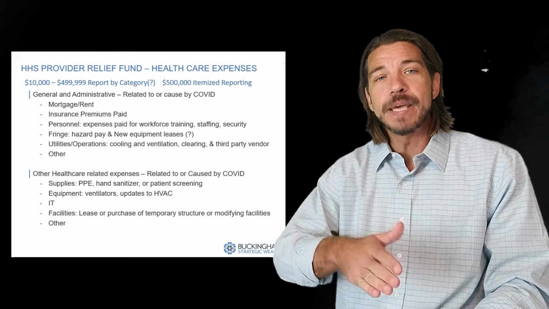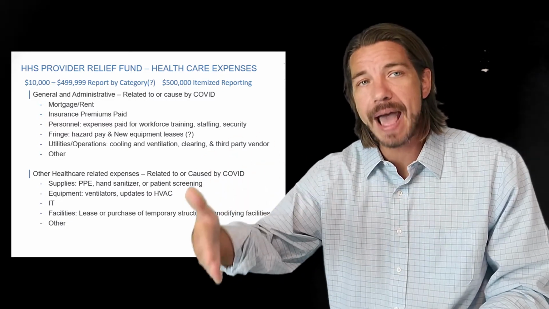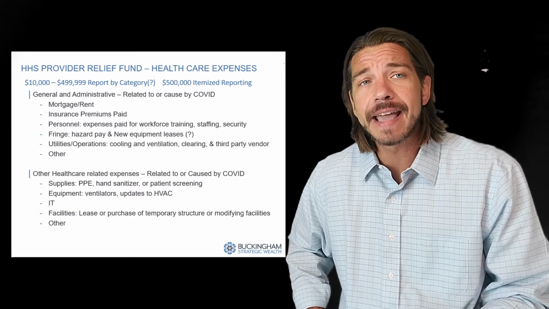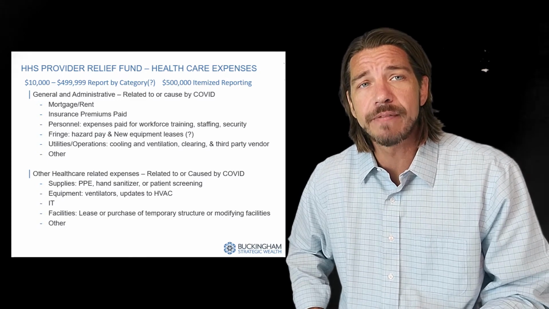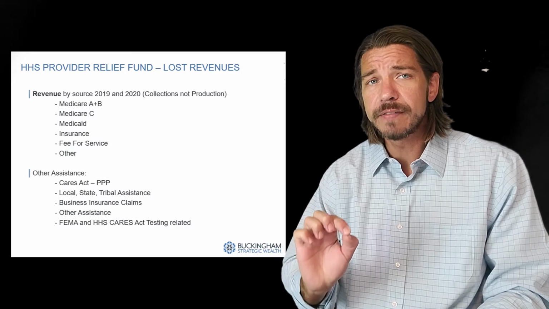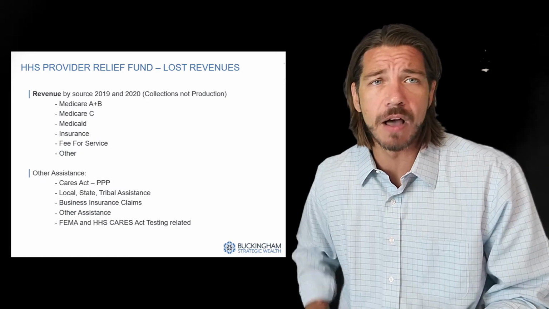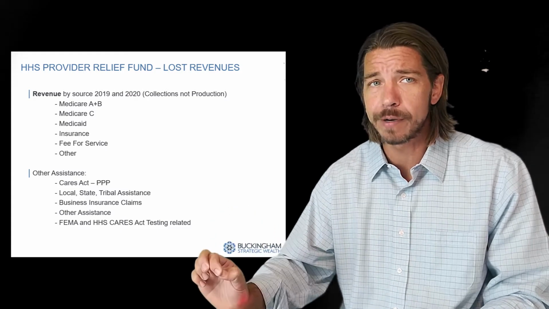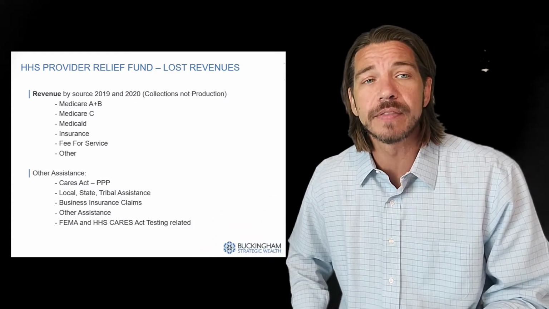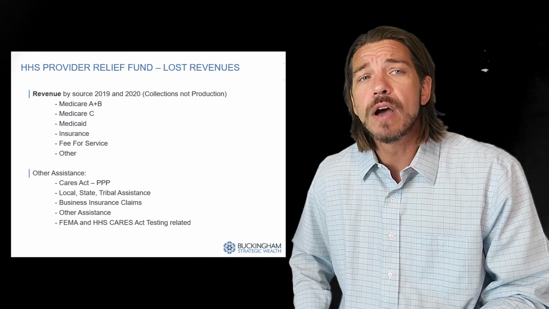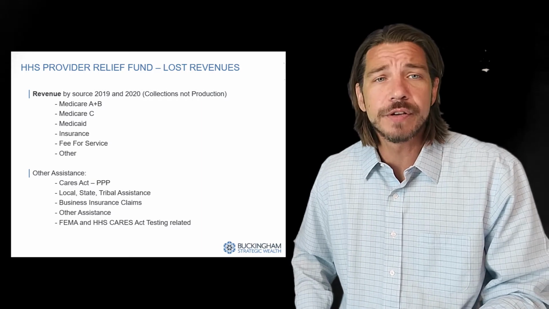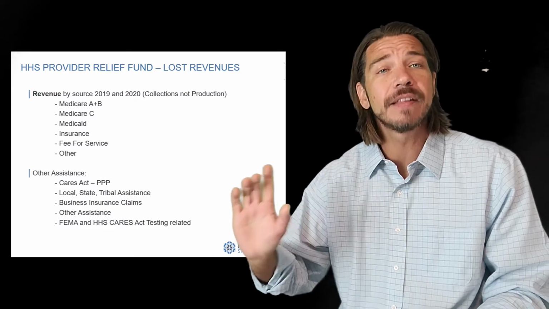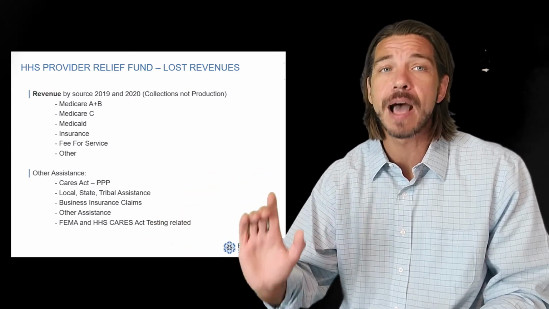Now, beyond that, once we get past the PPE and direct COVID-related expenses, funds can be used to make up lost revenues. Regardless of if you use the funds to make up lost revenues or not, it appears if we're in for a penny, we're in for a pound, and you're going to have to report on these variables as well. So revenue by source for 2019 and 2020 by quarter. Keep in mind this is revenue, so it's collections, not production.